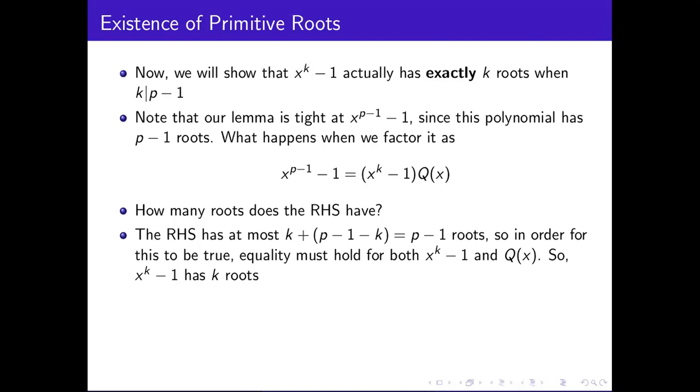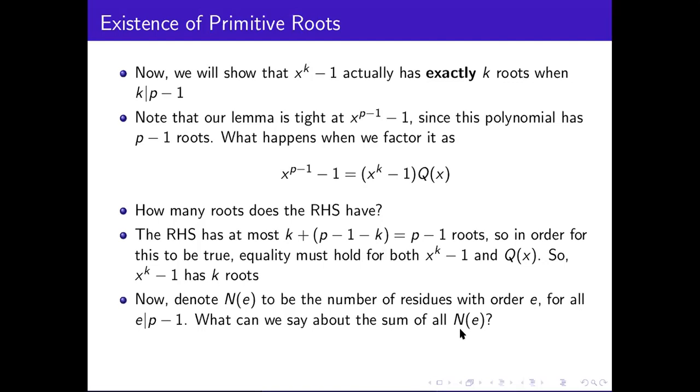Great. Now we're ready to finish. Denote N(e) to be the number of residues with order e, for all e dividing p minus 1. First of all, what can we say about the sum of all N(e), if we sum over all possible values of e?